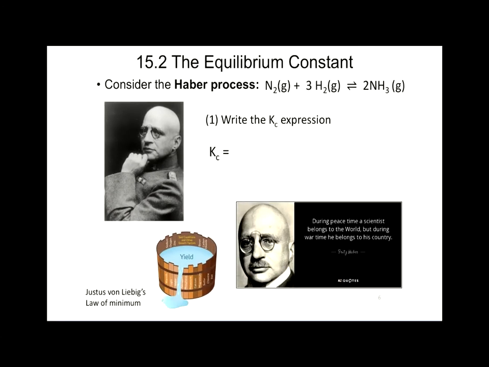Okay, let's consider the Haber-Bosch process. All right, so the Haber-Bosch process, Nobel Prize worthy. It's what almost cured world hunger. It solved world hunger. So let's get the equilibrium constant first, and I'll talk about this evil guy later.